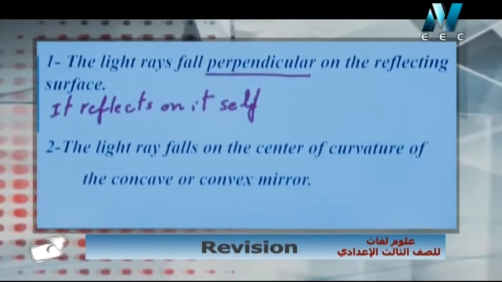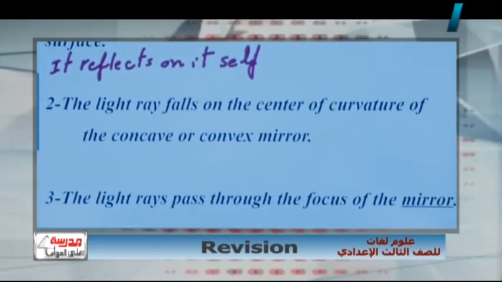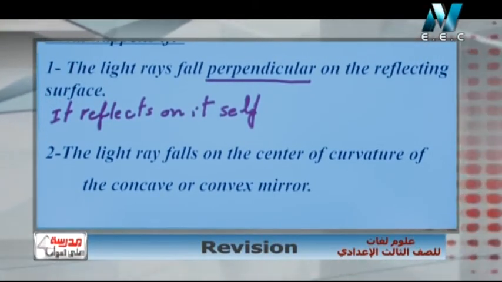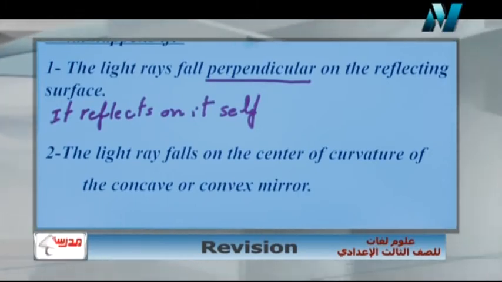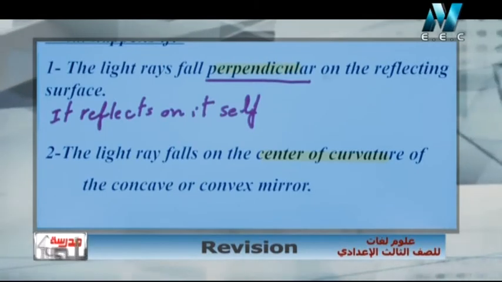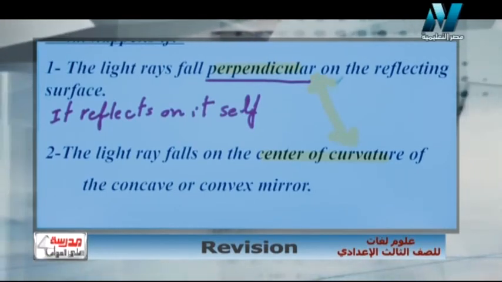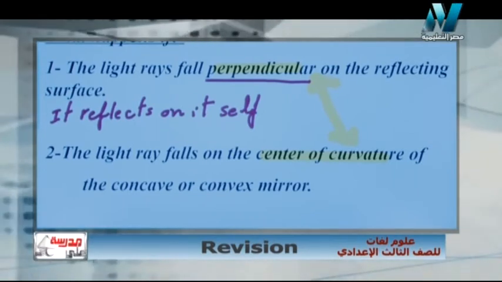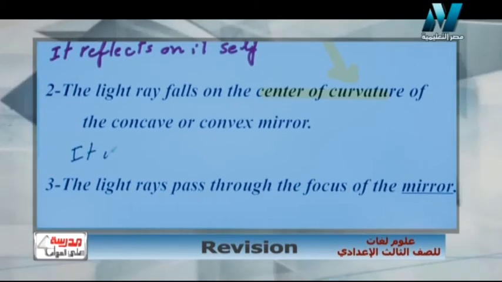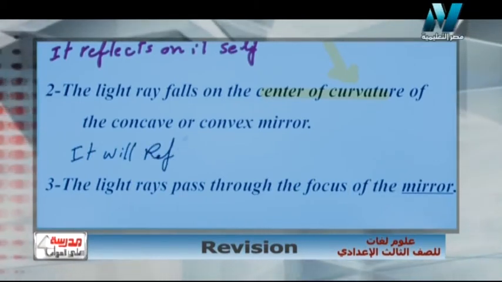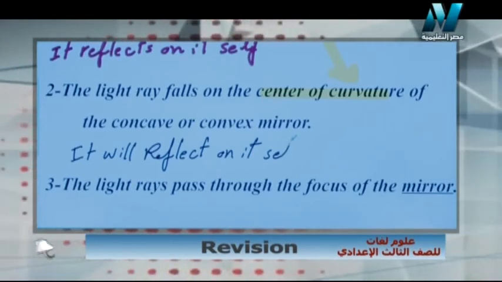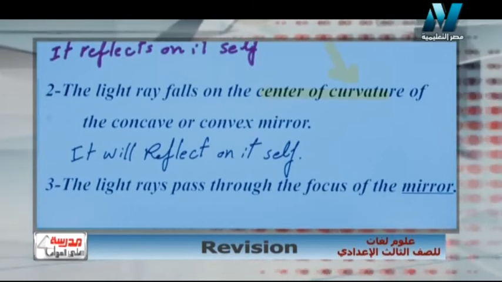The next question is: the light ray falls on the center of curvature of the concave or convex mirror. Here, like the first question, the light ray falls through the center of curvature, so in this case it is perpendicular. The same answer as the previous one: it will reflect on itself, because the angle of incidence equals the angle of reflection, which equals zero.